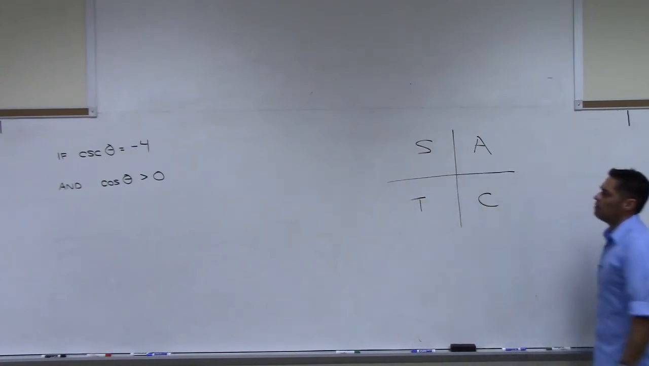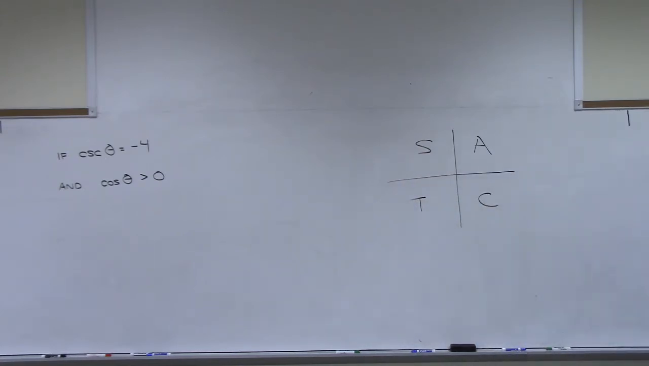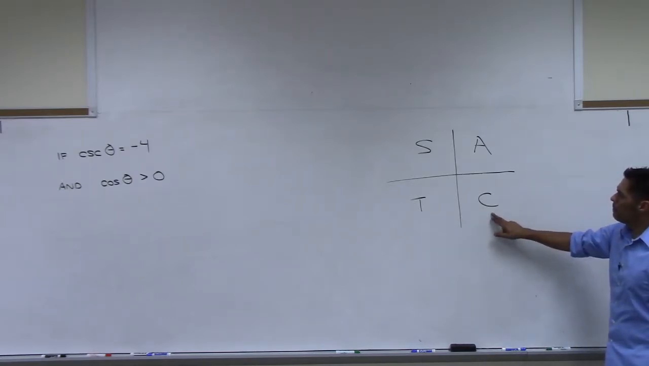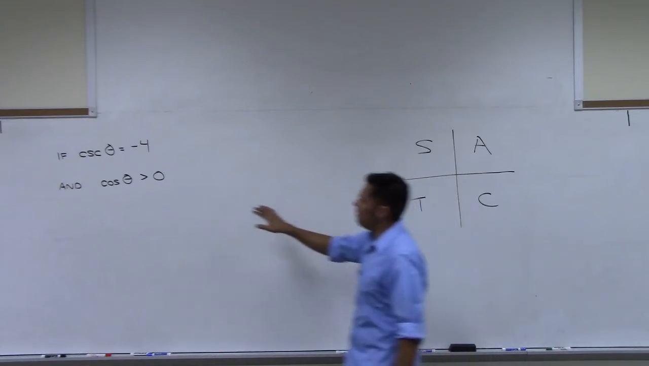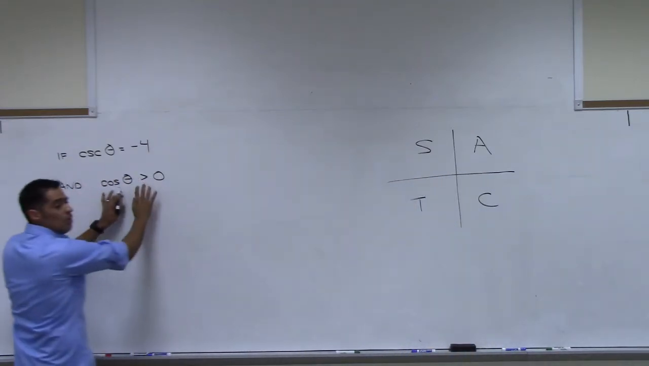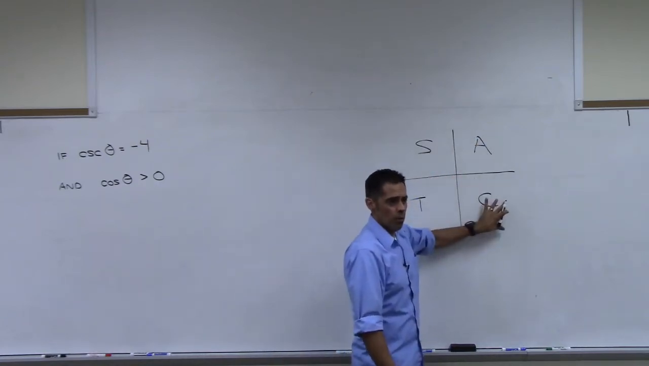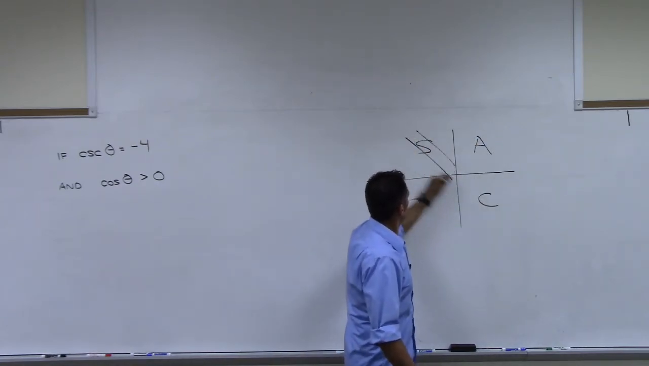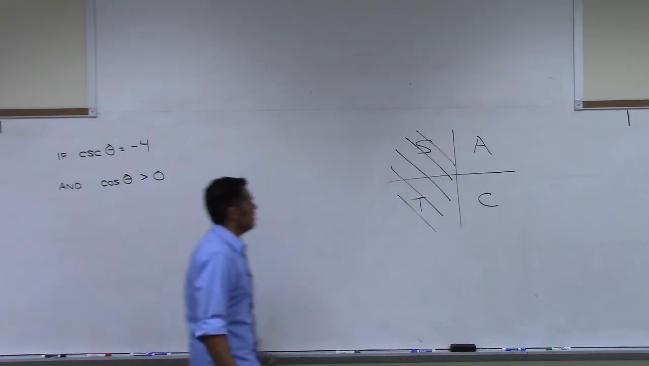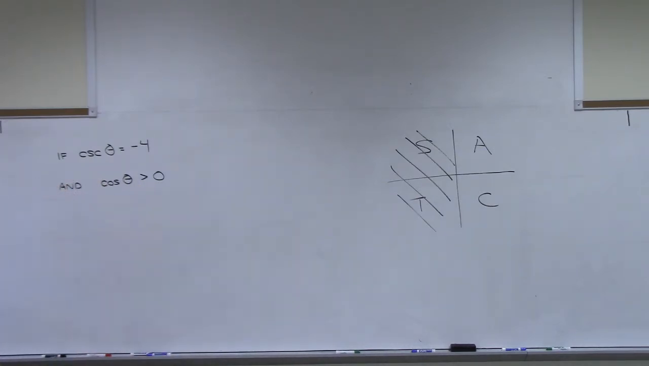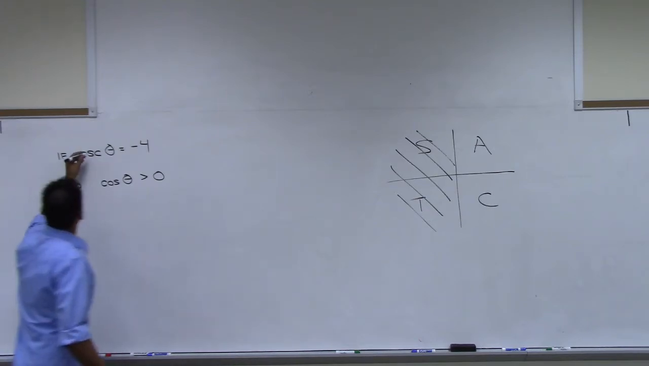Cosine has to be positive, so we can start with that. Cosine positive forces you into either quadrant 1 or 4. And then the other one, the reciprocal of sine, is negative, so therefore it has to be quadrant 4. Reciprocal, because later on we actually do have an inverse function. Inverse is a different function.